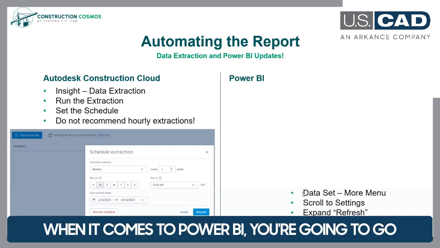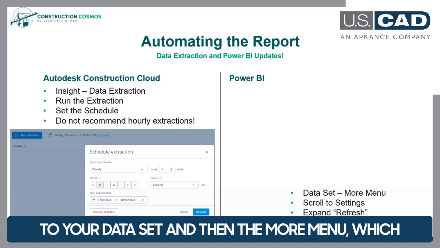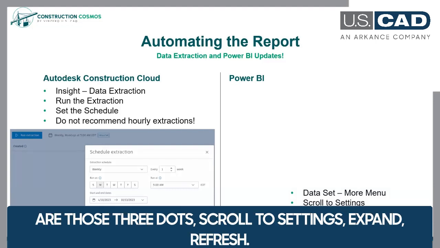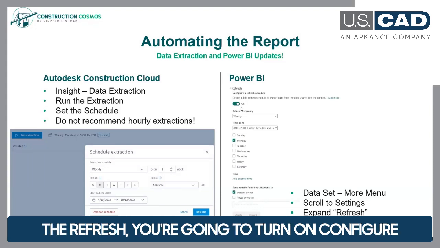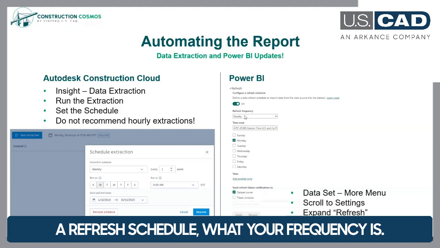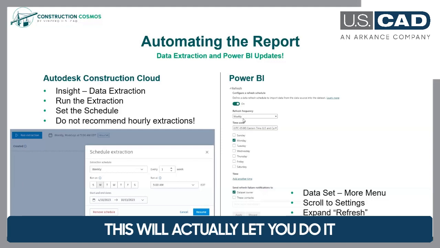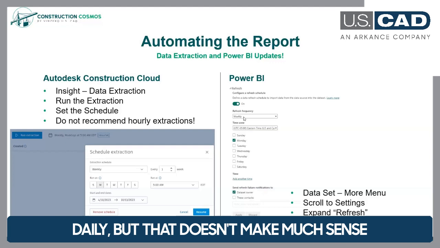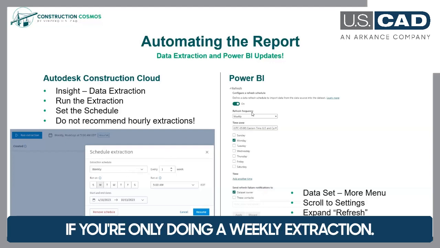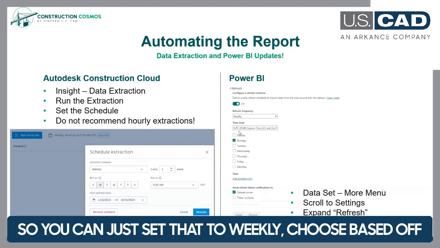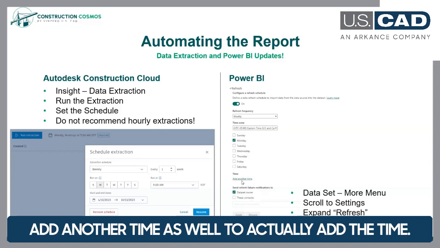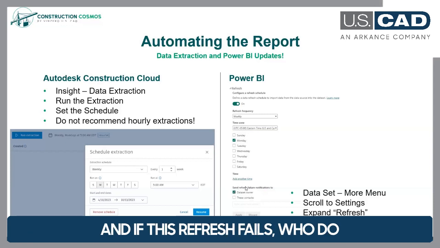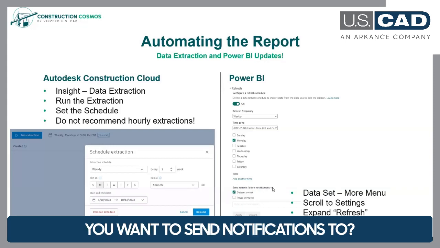When it comes to Power BI, you're going to go to your data set and then the more menu, which are those 3 dots, scroll to settings, expand refresh. So what that looks like when you expand the refresh, you're going to turn on configure a refresh schedule, and choose your frequency. This will actually let you do it daily, but that doesn't make much sense if you're only doing a weekly extraction. So you can just set that to weekly. Choose based off of your time zone, the date here, and then you can add another time as well. And if this refresh fails, who do you want to send notifications to?